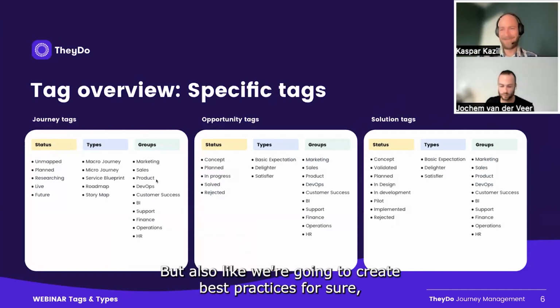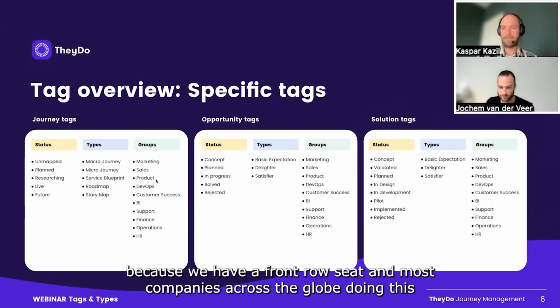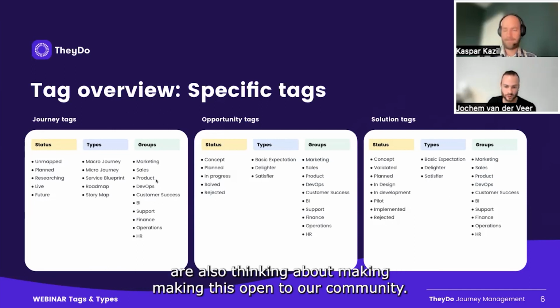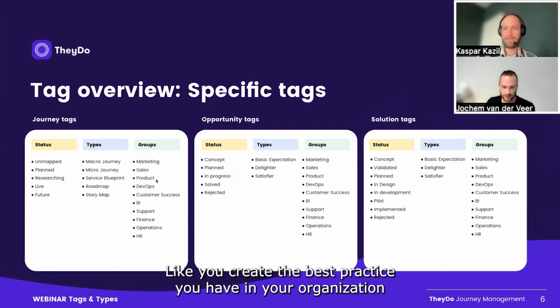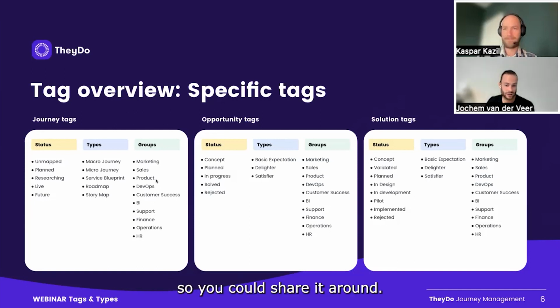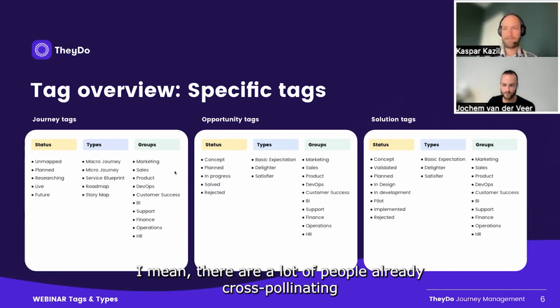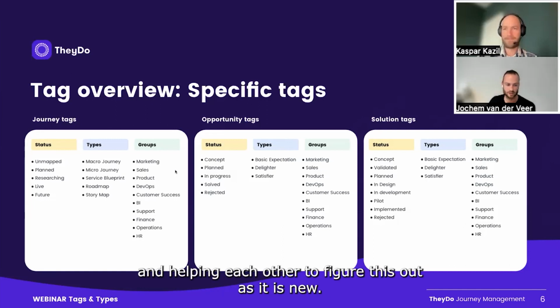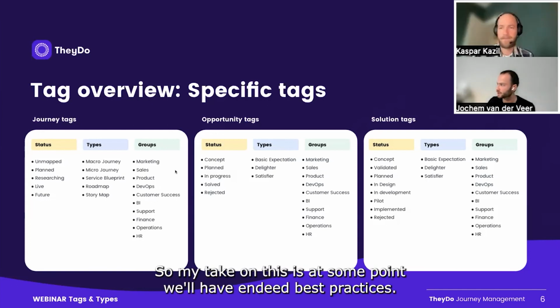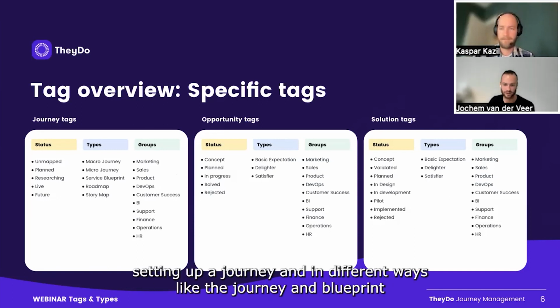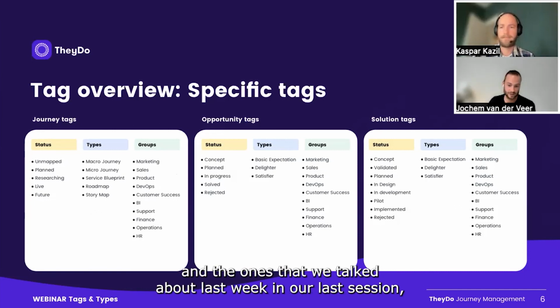Yeah, it is. We're going to create best practices for sure, because we have a front row seat in most companies across the globe doing this. But we're also thinking about making this open to our community, so you can create the best practice you have in your organization and share it around. There's a lot of people already cross-pollinating and helping each other to figure this out, as it is new. So my take is, at some point we'll have best practices, just as you have best practices for setting up a journey in different ways, like a journey blueprint and the ones we talked about last session.